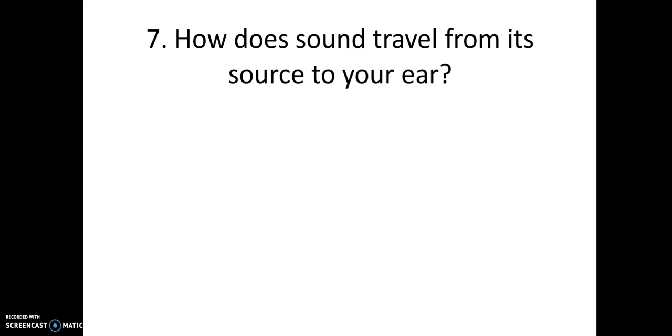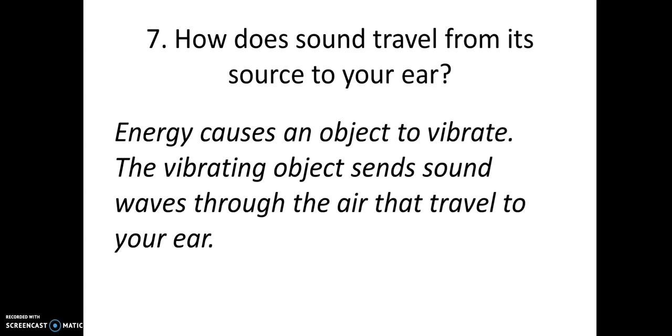All right, question 7. How does sound travel from its source to your ear? Why am I able to hear things? Energy causes an object to vibrate. The vibrating object sends sound waves through the air that travel to your ear. So energy is causing something to vibrate. You have an eardrum. The eardrum is able to sense the vibrations and is able to work through our brain to communicate the sound that we are hearing.